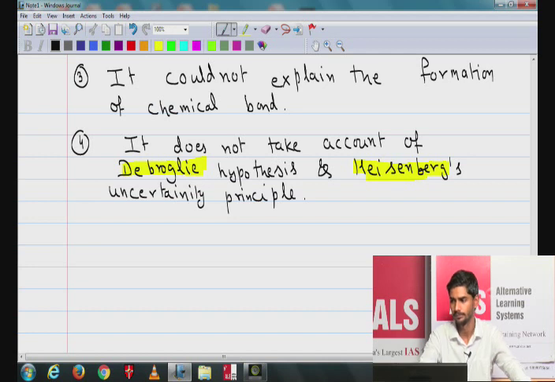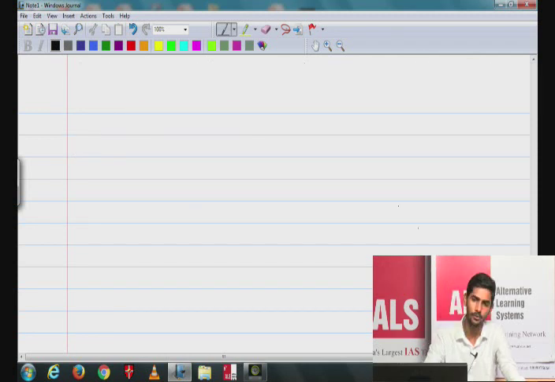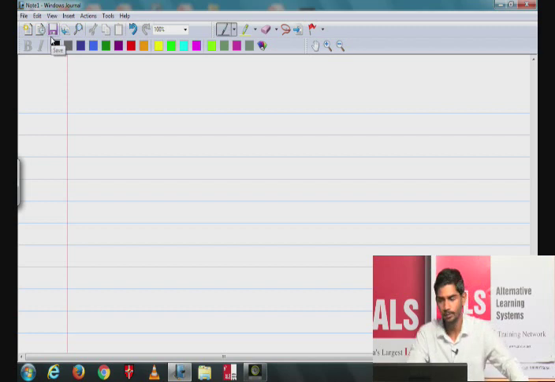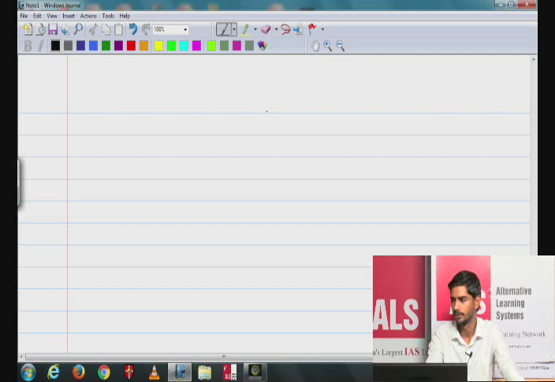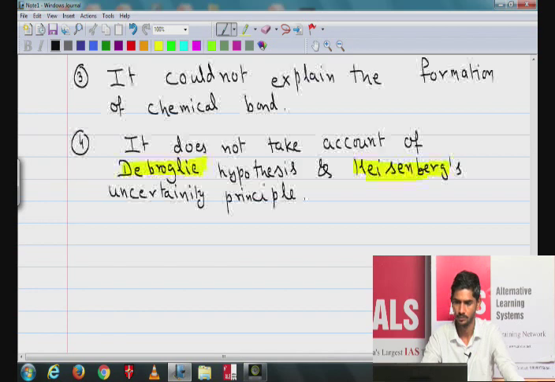Okay guys, so that's all about Bohr's atomic model. Over. Now we have to discuss the two new theories. De Broglie, that I have written over there: B-R-O-G-L-I-E, de Broglie.